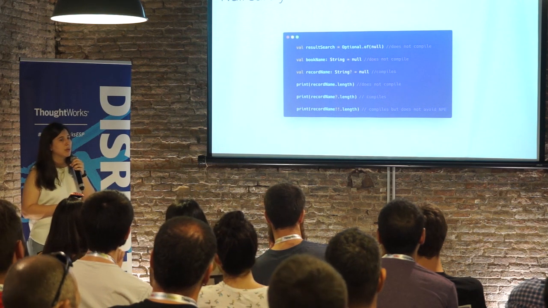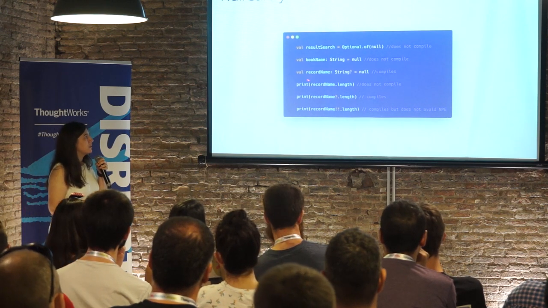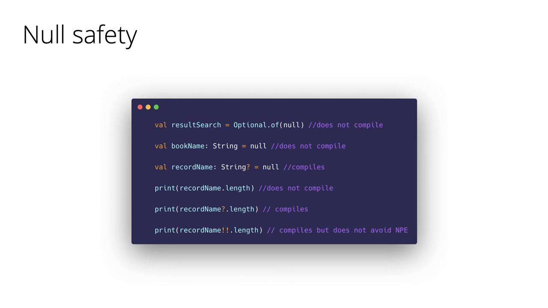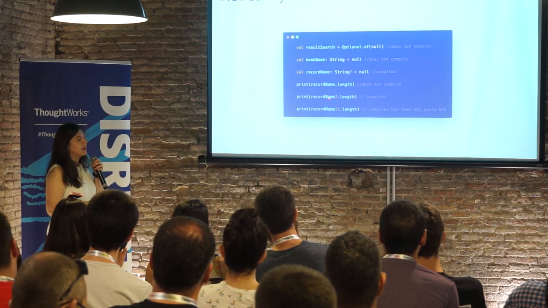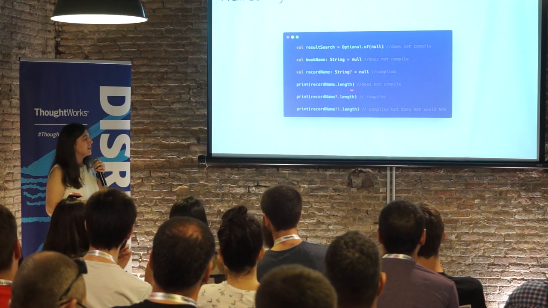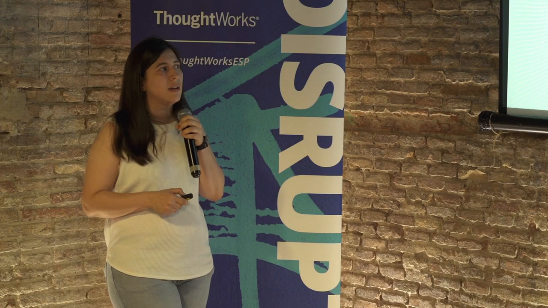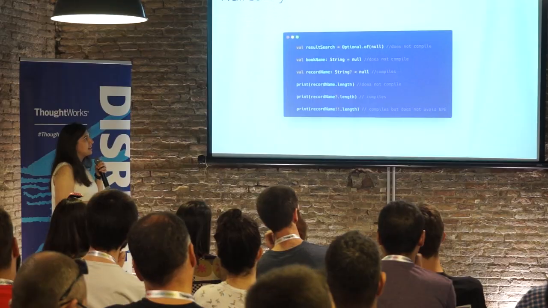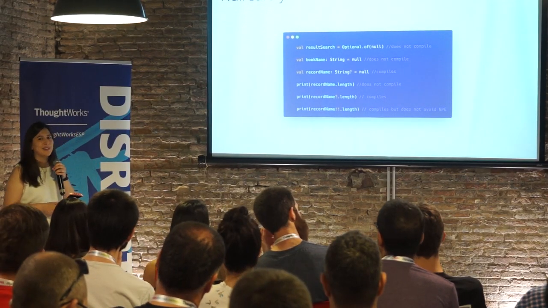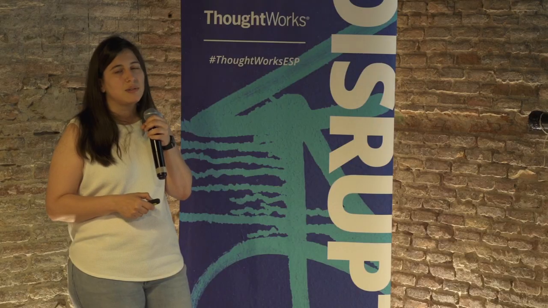So if we want to assign a null value, we need to specify this question mark here. So if we are trying to call this variable, that is nullable, this is not going to compile. We cannot access the property length without, again, applying the question mark. And this is really useful because this is never going to have a null pointer exception. This is going to execute if the value of record name is different from null. But if we are missing the null pointer exceptions, we can add two question marks here. If this is null, this is going to break.